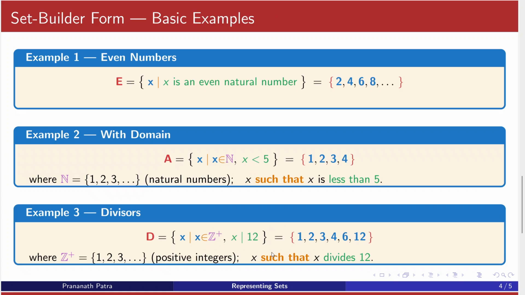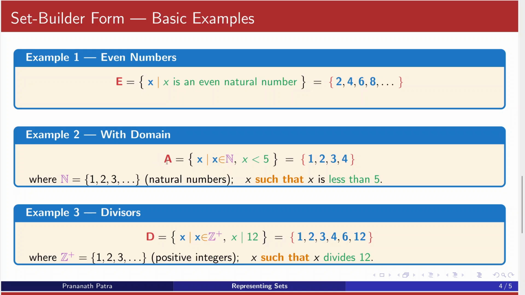Let's practice with some more basic examples to make this feel natural. Our first example is about even numbers. We can define set E as the set of all x such that x is an even natural number. If we wanted to write this out as a physical list, which is the roster form, we would write our curly braces containing 2, 4, 6, 8, and then a comma followed by 3 dots to show that this even pattern continues forever.